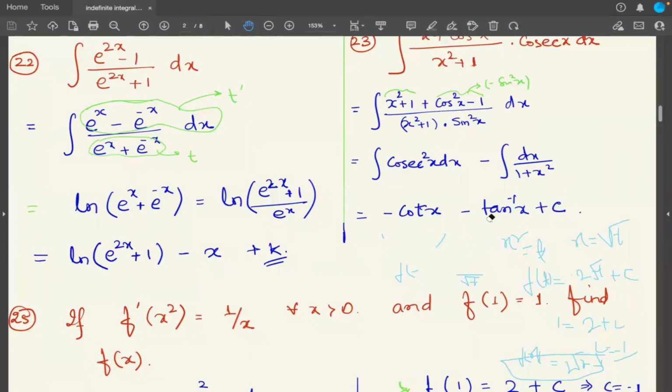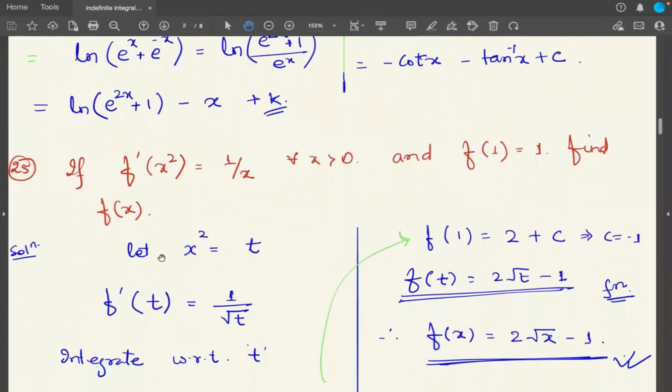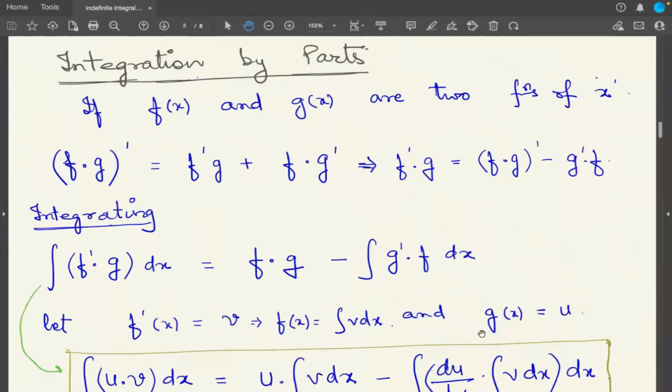Let me erase it now. So hope you understand that. We just substitute x square by t, f dash t is 1 by root t, and integrate with respect to t. So we first find the constant, and then we integrate this function, and then t is replaced by x. I hope you understand it.